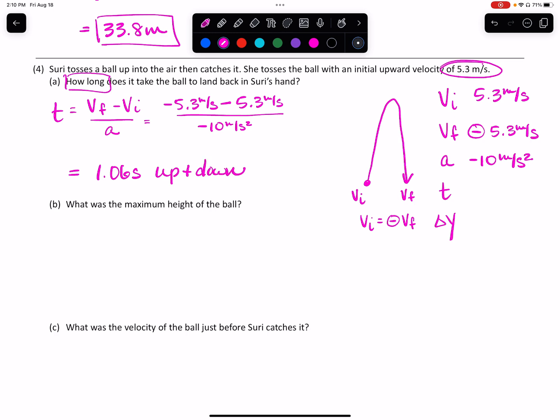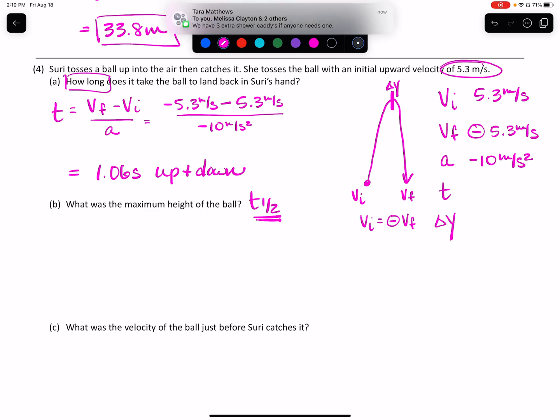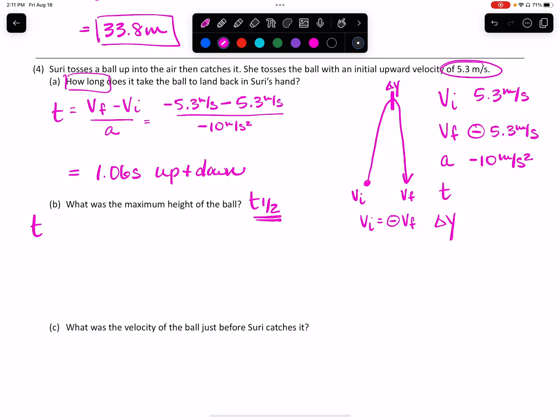What was the maximum height of the ball? So we want to know, what is delta y at the top of the throw? Now that occurs at the time 1/2, and that is important because you can't use 1.06, because if you do, you're going to get right back to where you started. And the displacement, if you catch it right where you threw it, is going to be 0. So you have to use the half time. So that t1/2 is equal to 1.06 seconds divided by 2, or 0.53 seconds. That's the amount of time it takes the ball to reach maximum height.